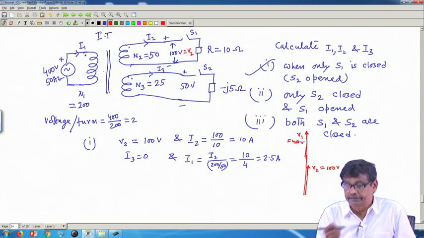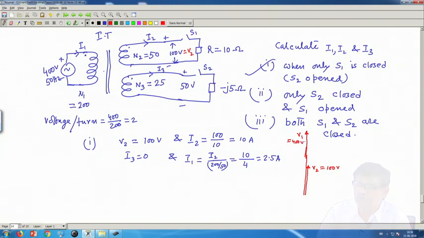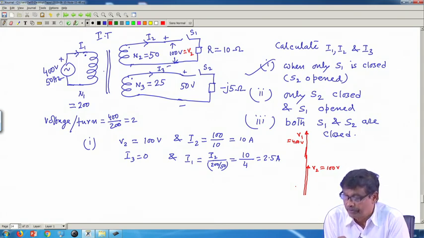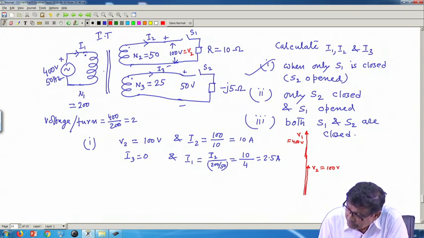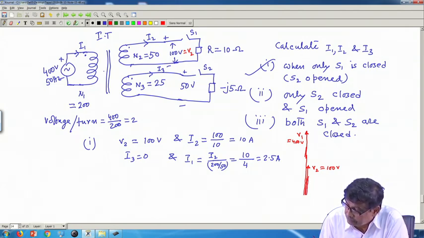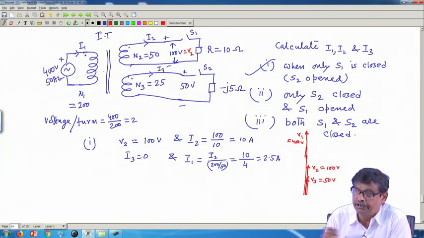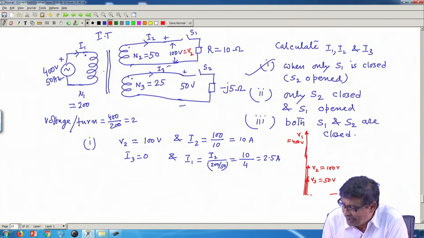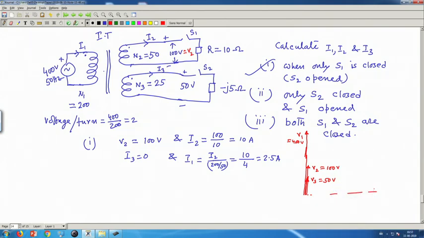All voltages are in phase: V 1, V 2, E 1, E 2; there is no distinction between E 1, E 2, E 3, E 4. And what will E 3 be? E 3 is how much? 50 volt. So, E 3, V 3 will be there. V 3 is equal to 50 volt. These will be the voltages. Where is your flux? Flux is along this line. Magnetizing current is also along this line, but that is 0. That is the thing.